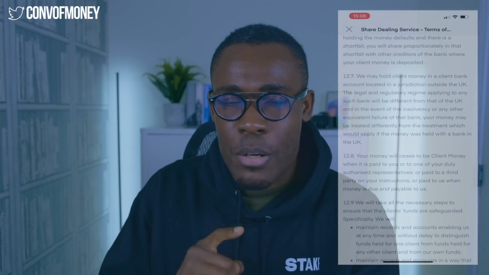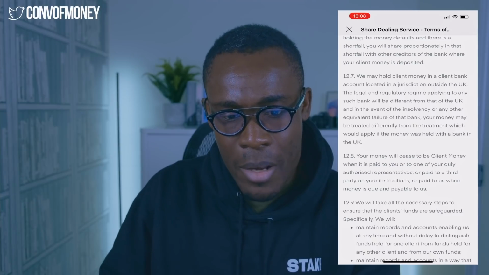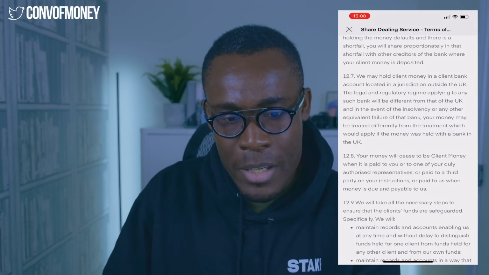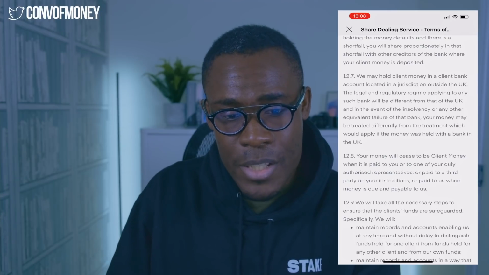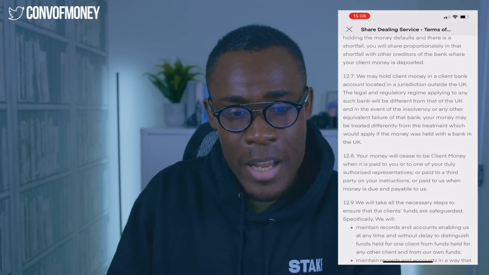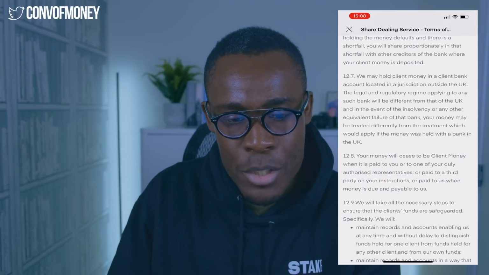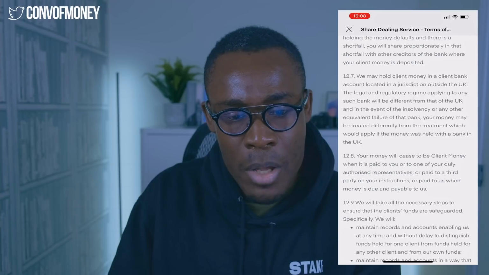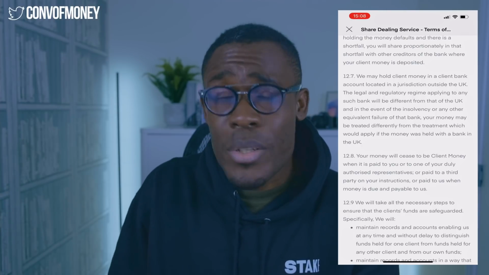But the rest of this clause reads like this. The legal and regulatory regime applying to any such bank will be different from that of the UK. And in the event of the insolvency or any other equivalent failure of that bank, your money may be treated differently from the treatment which would apply if your money was held with a bank in the UK. What does that essentially mean?